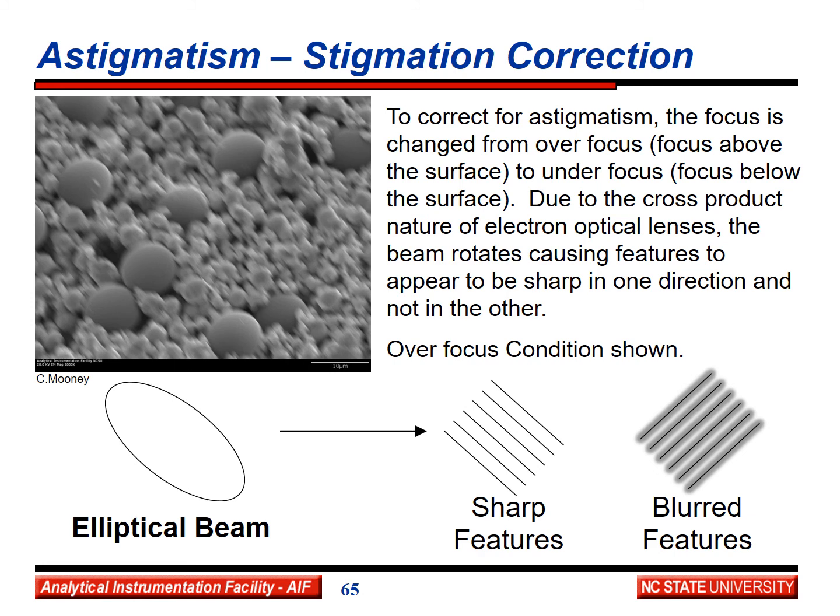Here is an example of an image collected with an astigmatic beam in an overfocus or focused slightly above the sample condition. If we look in this direction, everywhere we look, we see sharp, crisp edges. In the orthogonal direction, all of the images look blurry and stretched out. That means that we have an elliptical beam with this orientation.